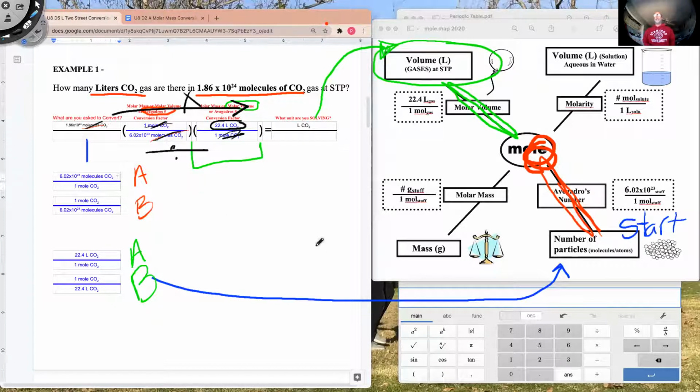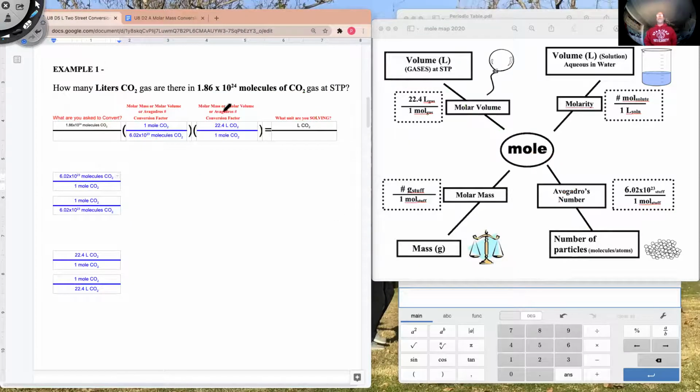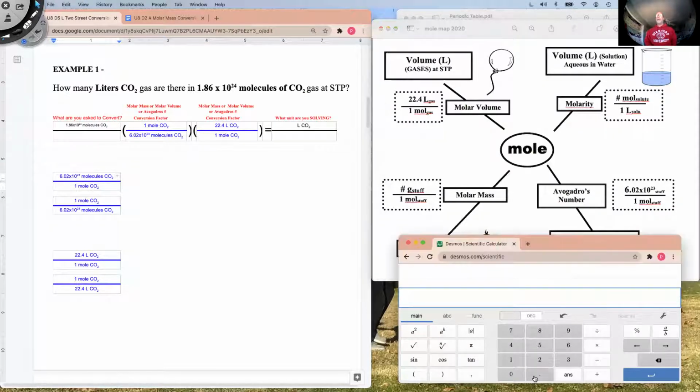So let me work this one out for you, okay? I'm going to erase all of that so we can see. And let's take a look right here. First thing we're going to do, let me click in first. Okay, so I'll do a little parentheses. 1.86 times, and remember, we use this button right here.